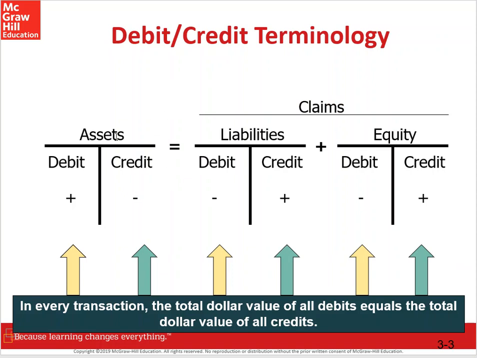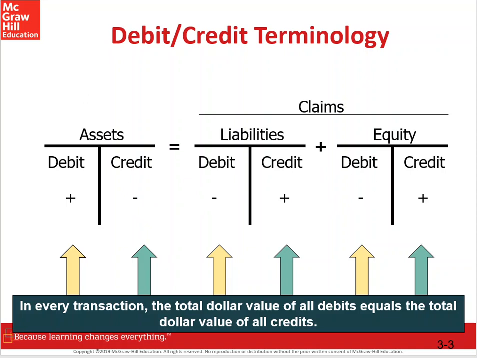So in our ALO, assets equal liabilities plus equity. A debit on the asset side is an increase, while a debit on the claim side, the liability and equity side, is a decrease. On the asset side, credit is a decrease, but on the claim side, liabilities and equity, credit is an increase. So that's what the pluses and minuses here are indicating.